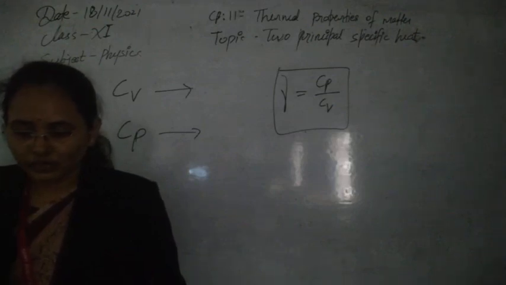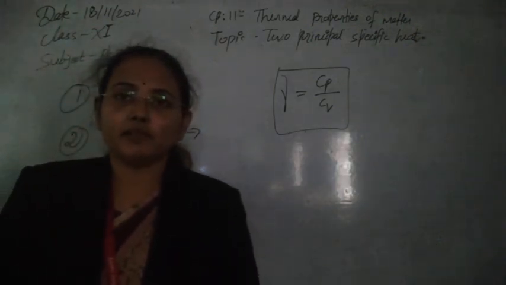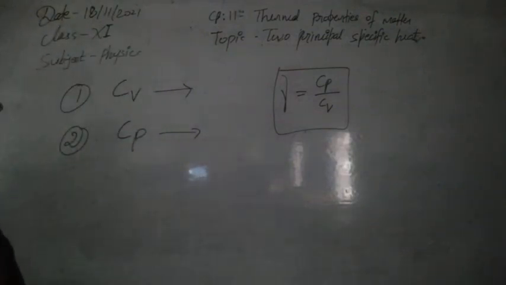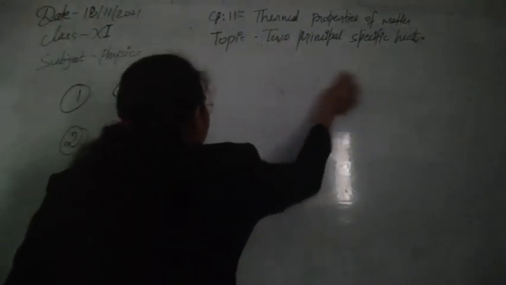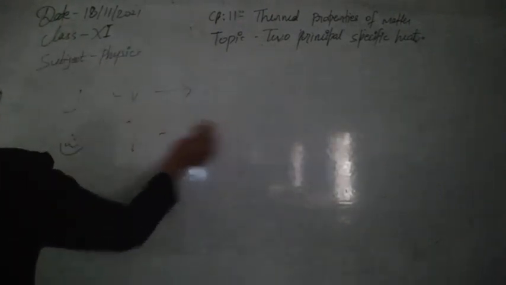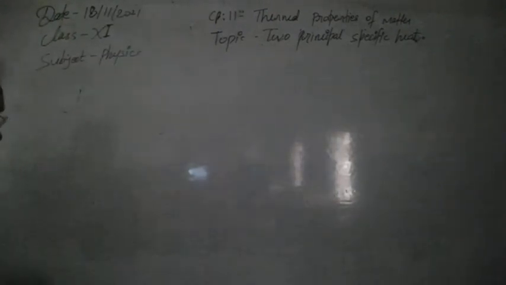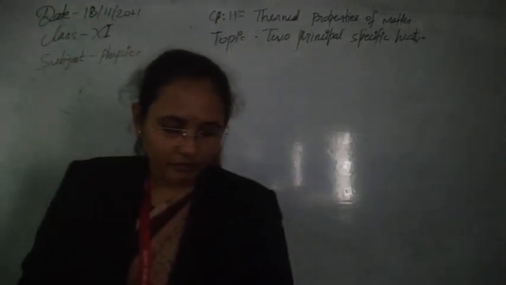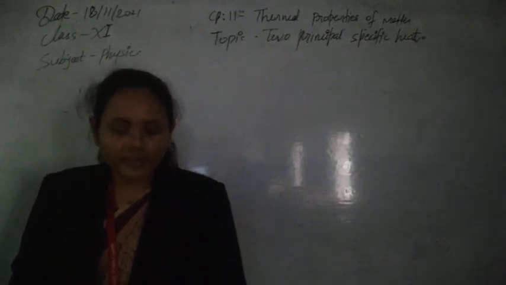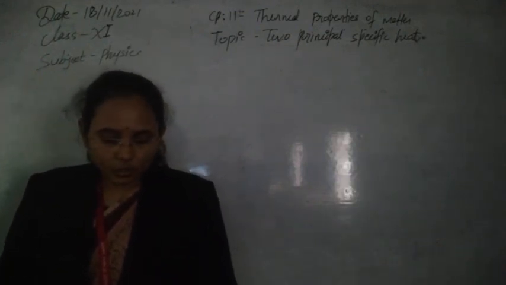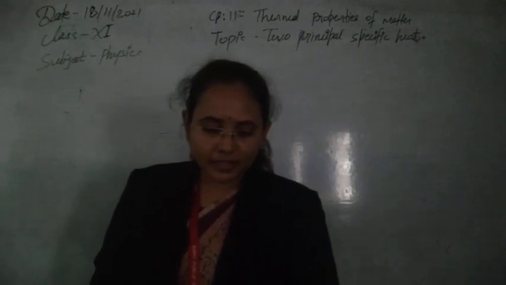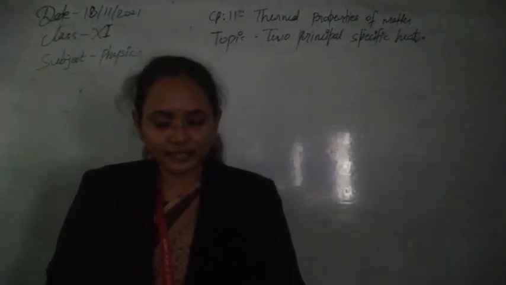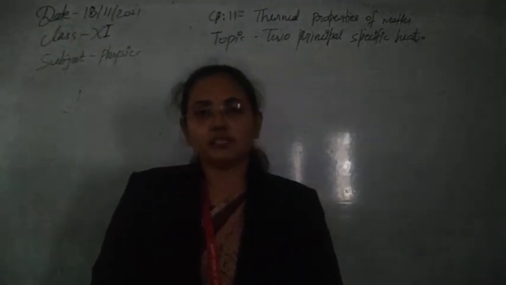Next, if we look at the relationship between Cp and Cv, it has been seen that Cp is always greater than Cv. So let's see why Cp is greater than Cv. When heat is given to the gas at constant volume, it is only used in increasing the thermal energy of the gas, in raising the temperature of the gas, and no heat is expended in the expansion of the gas.